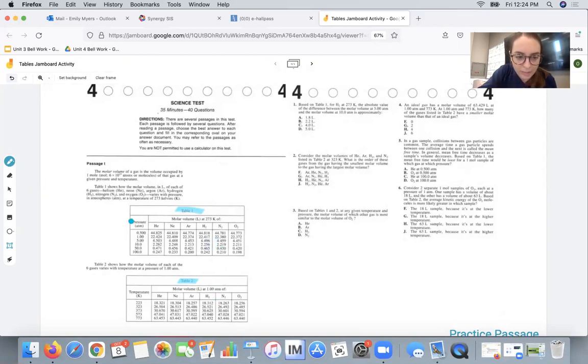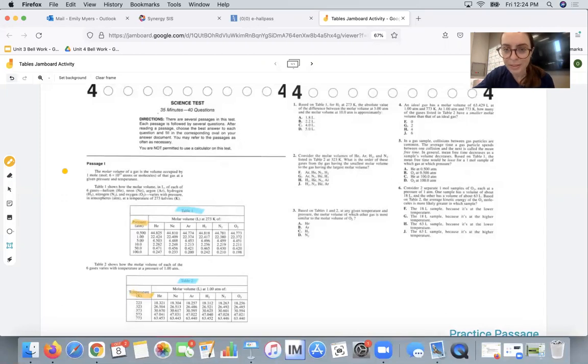And I noticed right off the bat, one thing that's different here is that table 1 is looking at pressure and table 2 is looking at temperature. Okay, everything else seems to be the same gases. They're looking at volume for both, but this one's looking at pressure and this one's looking at temperature. So that might be important as we go through the questions. All right, straight to the questions.